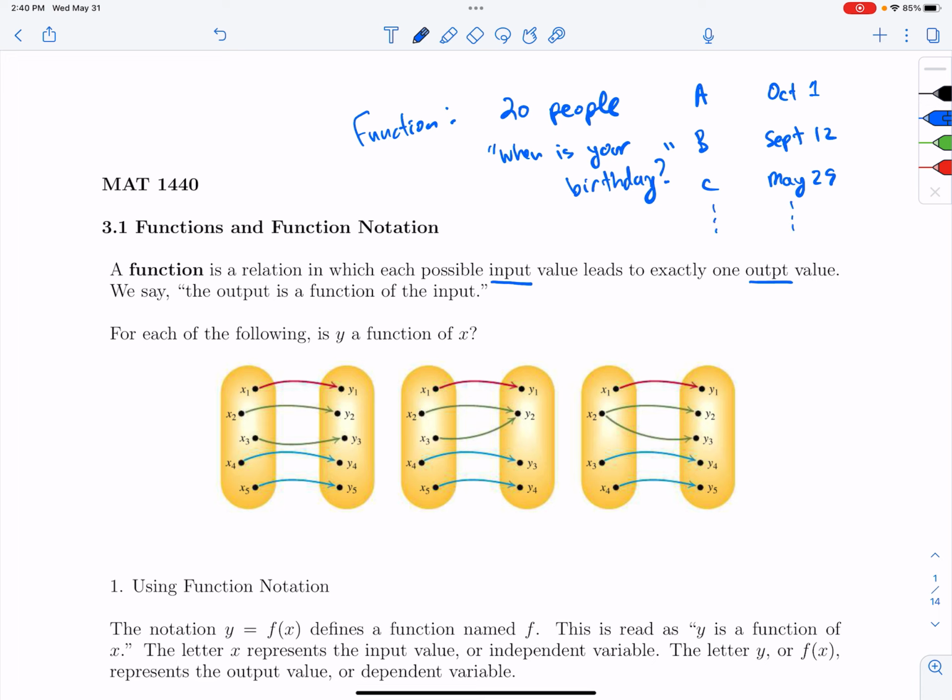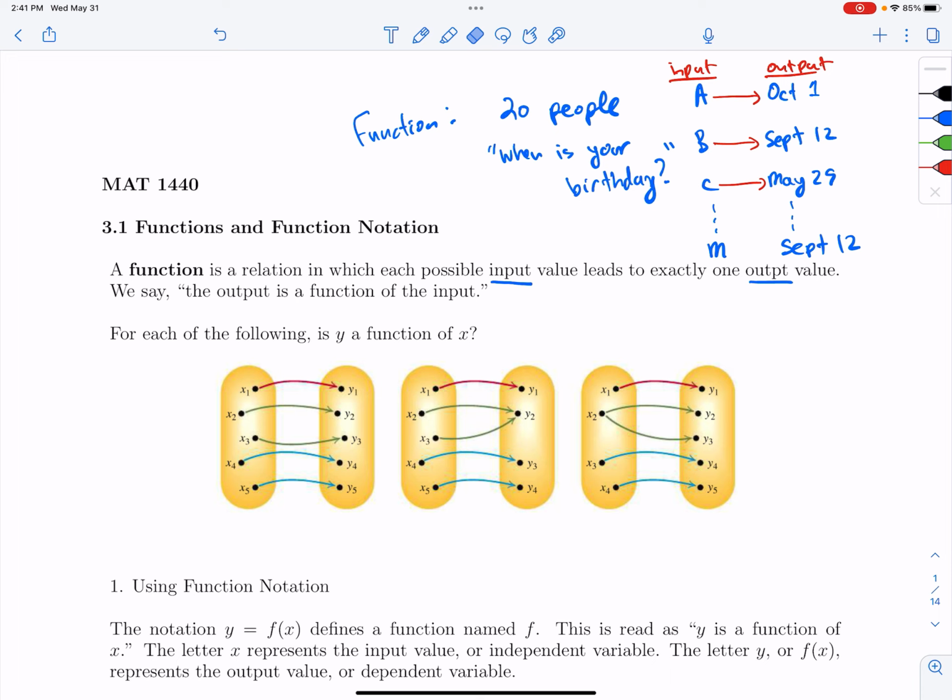And let's say there's one more person, supposing I'm going in alphabetical order, say it's person M, and they also say that their birthday is September 12th. Now, this would represent a function because each input would be the person, and the output would be when their birthday is. And so what we would say here is that each input points to one output.